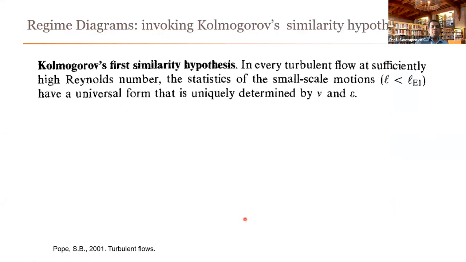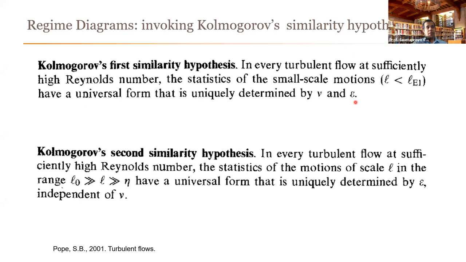Okay, now one important thing about the regime diagram is, of course, you invoke the properties of homogeneous isotropic non-reacting turbulence. The regime diagram, on one hand, takes into account the planar laminar flame properties, and on the other hand, it takes into account the properties that we know are true from homogeneous isotropic turbulence. And those properties essentially stem from Kolmogorov's first similarity hypothesis, which states that in every turbulent flow at sufficiently high Reynolds number, the statistics of small scale motion have a universal form that is uniquely determined by kinematic viscosity and turbulent kinetic energy dissipation rate. Okay, small scales are determined by kinematic viscosity and turbulent kinetic energy dissipation rate.